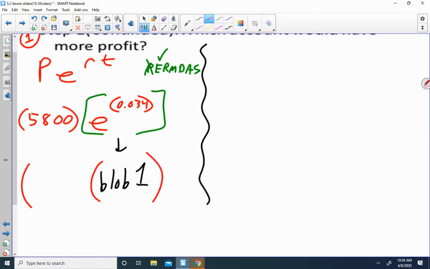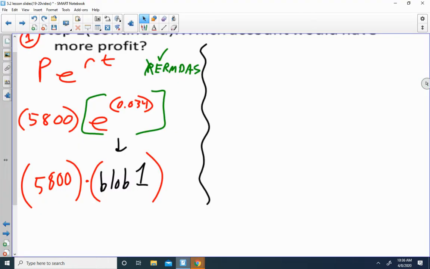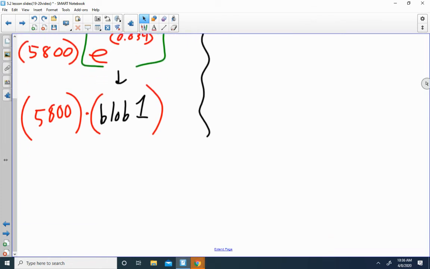And then all that's left is we need to multiply that by 5,800. So 5,800 times blob 1. So go back, here's blob 1, so previous answer, or blob 1, times 5,800. And that should give us our amount. Our amount is 6,059 cents. Okay, let's write that down just so we have it for reference.